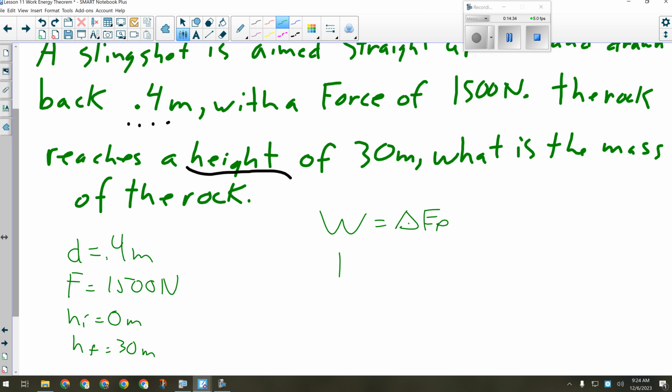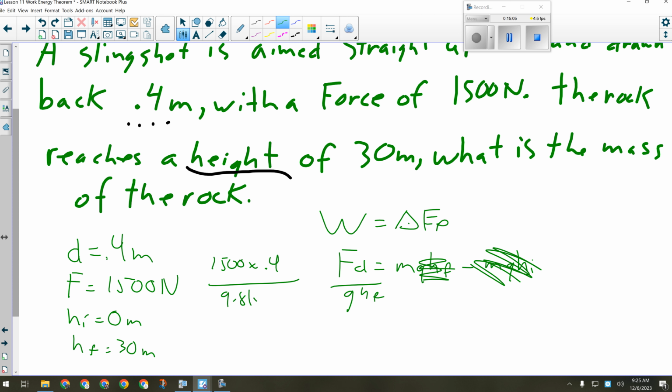All right, so force times distance equals m times g times h final minus m times g times h initial. Since h initial is 0, what's m times g times h initial? 0, so can I get rid of that part? So I'm just manipulating for m here. What do I do with g and hf? Divide them over to the other side. So now I'm solving for mass, so that'll be 1,500 newtons times 0.4 meters divided by 9.81 times 30.